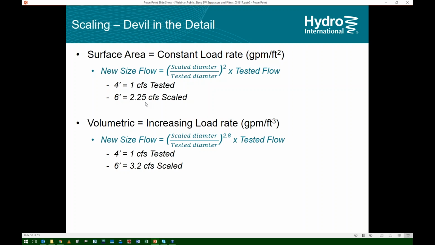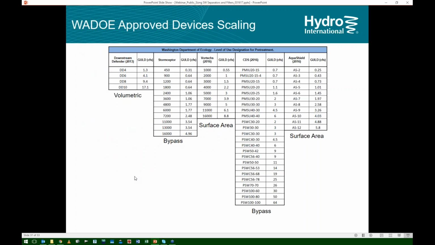However, in the early stages of this industry, we allowed volumetric test scaling, where we took the vertical component as well as the surface area. When you use volumetric scaling, you go from a factor of 2 to something greater than 2. So I can scale from a 4 foot to a 6 foot. Instead of going from 1 to 2.25, I go from 1 to 3.2. Now, that has a big influence.